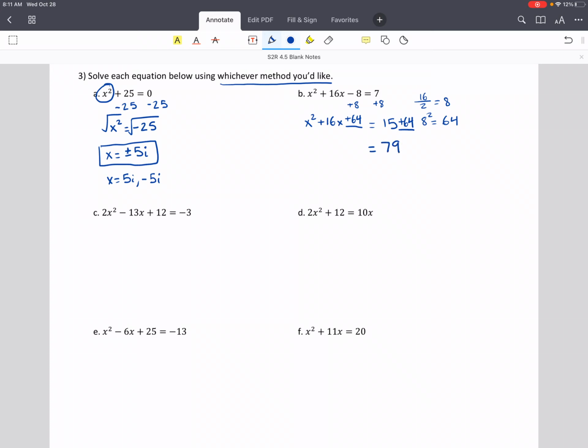And over here, now that I have a perfect square trinomial, I can rewrite it as a squared binomial to get x plus 8 squared equals 79. Take the square root, x plus 8 equals plus or minus, let's see, does 79 have any factors? I don't think so. Yeah, okay. So we're just going to leave that as square root 79. And now I subtract 8.